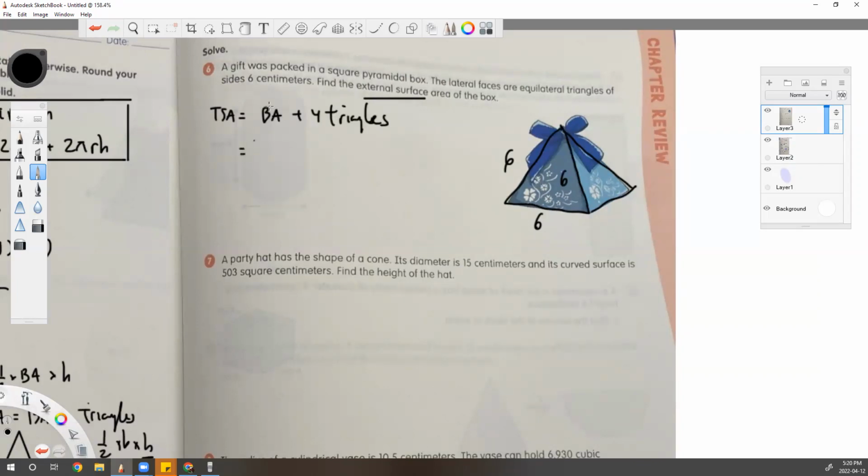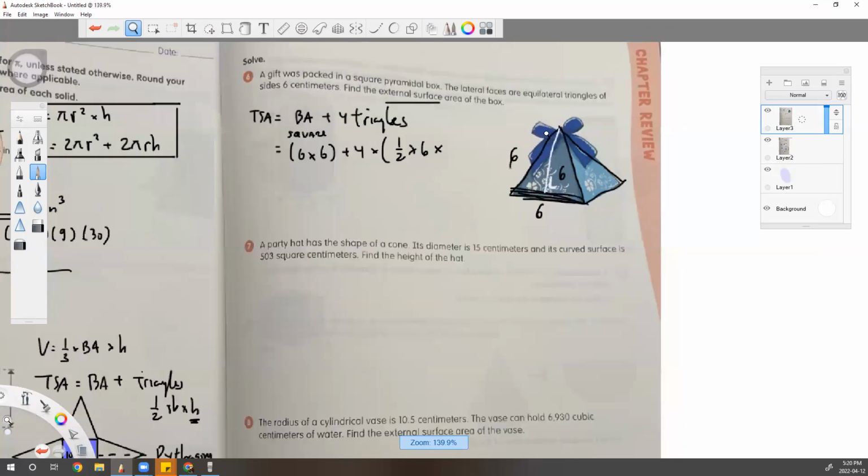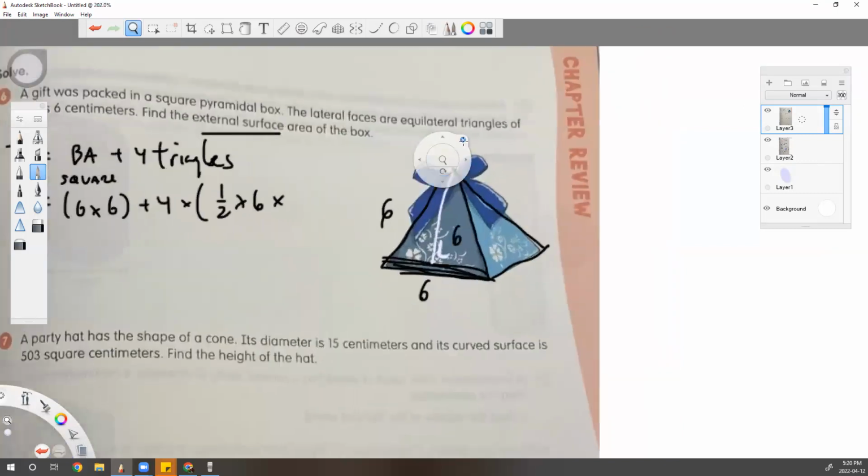The base is square. As we know, if the base is square, you just multiply 6 by 6, side and side, plus 4 times the triangle's half times base. Base is 6, right? And what is the height? This is another challenge for us, to find the height of this. So how do you calculate the height of the triangles? You need the help of the Pythagoras also.